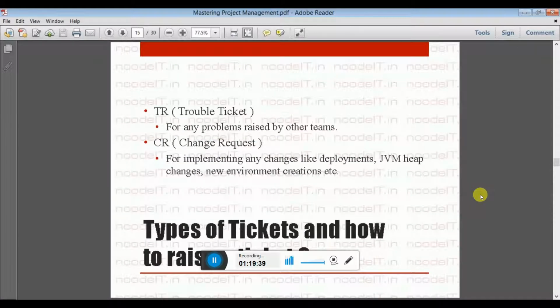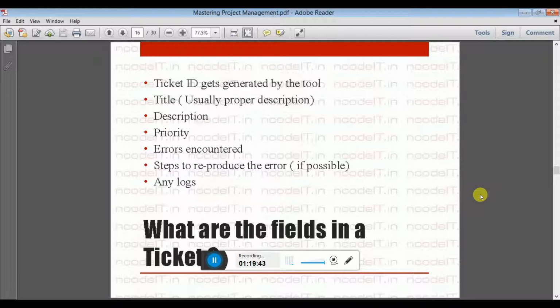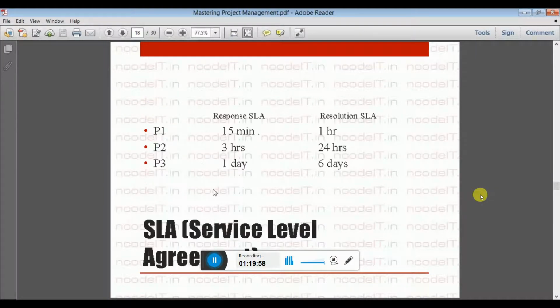These are the two types of tickets, CRs and TRs. Then these are the fields within a ticket. The most important fields are the ticket ID, title and priority. This is what the interviewer is usually expecting you to say. You will say that there is a priority to any ticket, and these are the priorities.